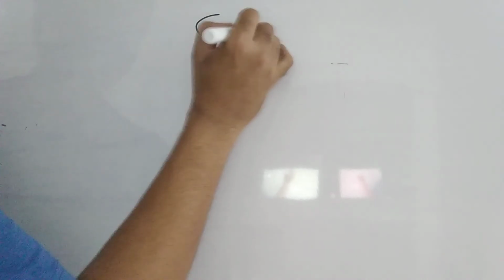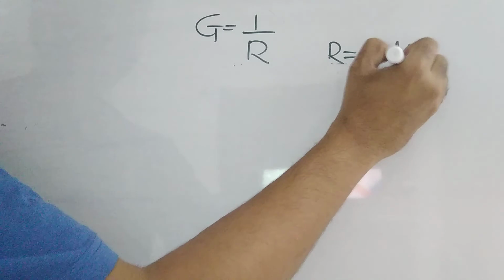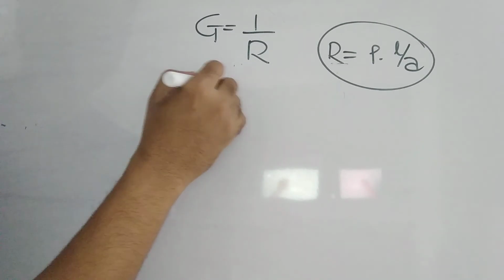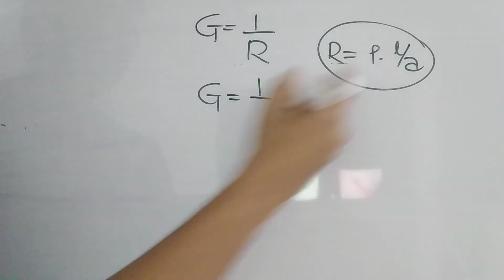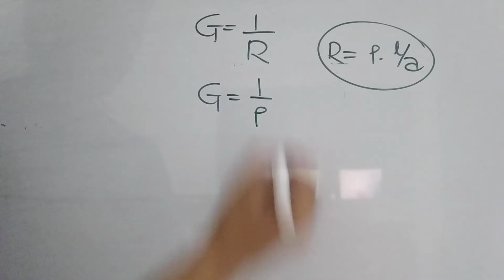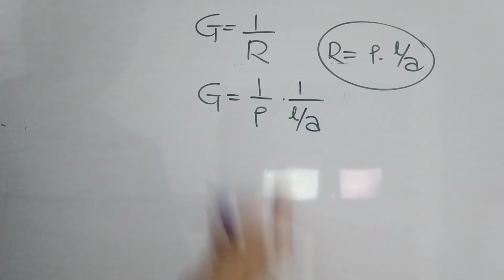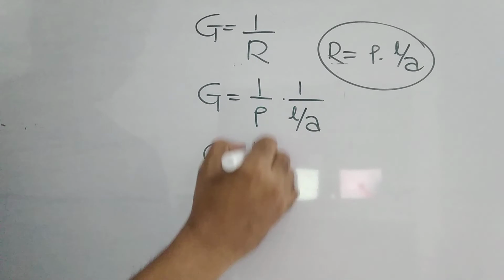G is equal to 1 by R. Conductance is equal to the reciprocal of resistance. But we know that R is equal to rho into L by A. Just now we have written this. If you are writing here G is equal to 1 by R, in place of R I am writing rho into L by A. This you can write as G is equal to 1 by rho, which is called K.